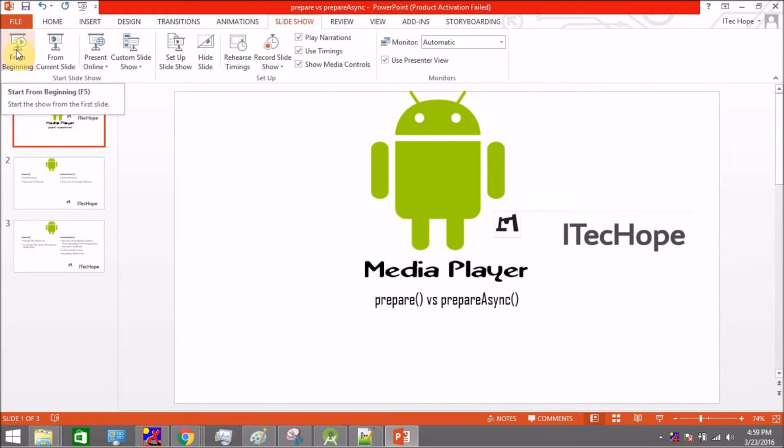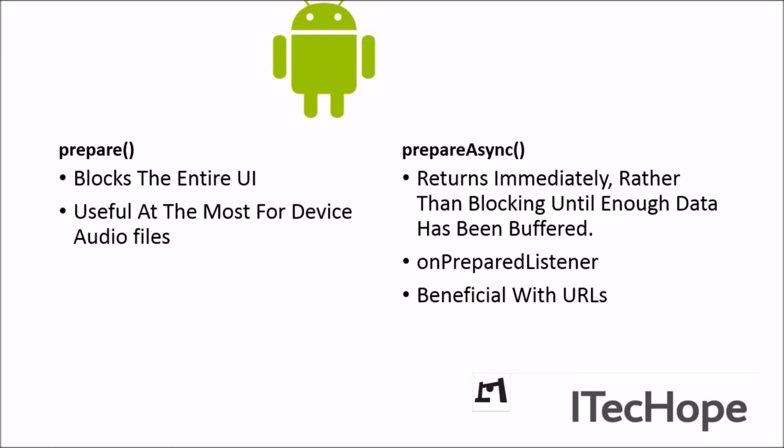Let us take one situation. Let us say that we have to stream a URL. So when we use the prepare method, until it buffers the whole data, it will block the entire UI. And after some time, if the data is not buffered within 5 seconds, you will get the famous application not responding message. And it doesn't sound appealing.